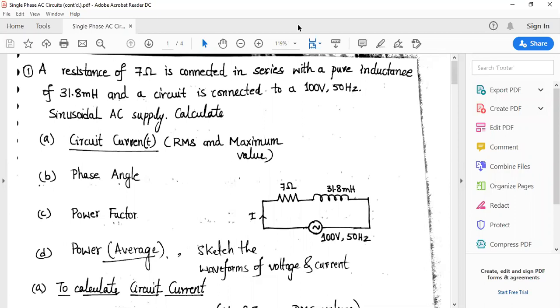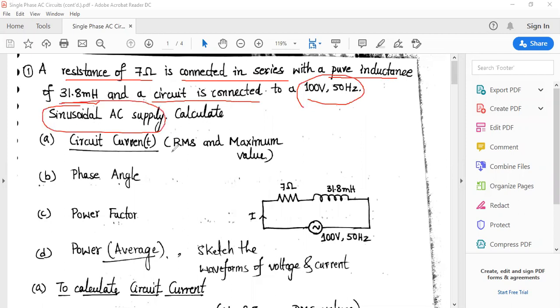So now I'm going to the next set of problems. The first one is: a resistance of 7 ohm is connected in series with a pure inductance of 31.8 millihenry, and the circuit is connected to a 100 volt 50 hertz sinusoidal AC supply. Calculate first, the circuit current. I want you to calculate both the RMS value and the maximum value.